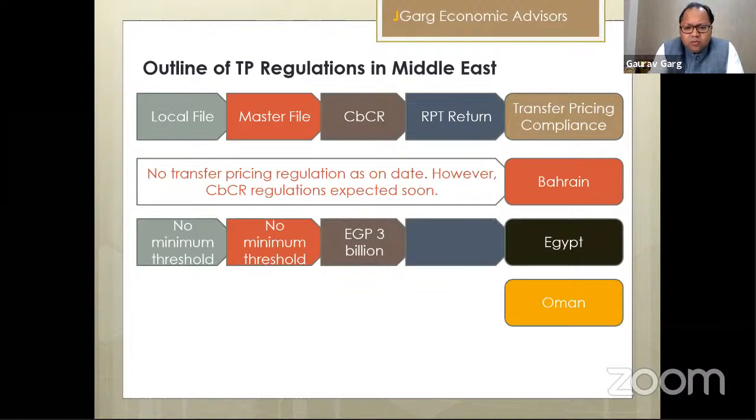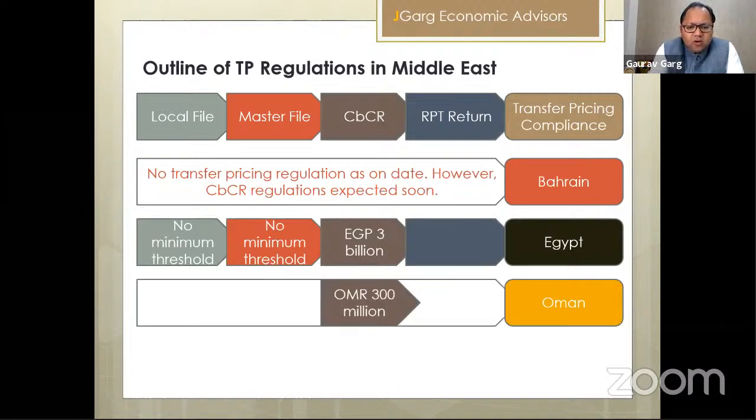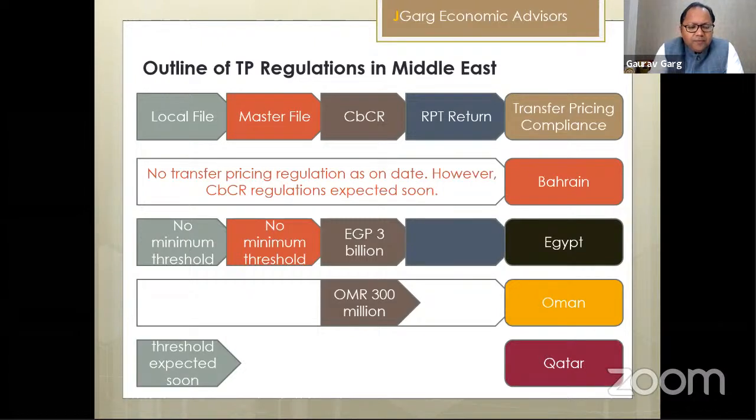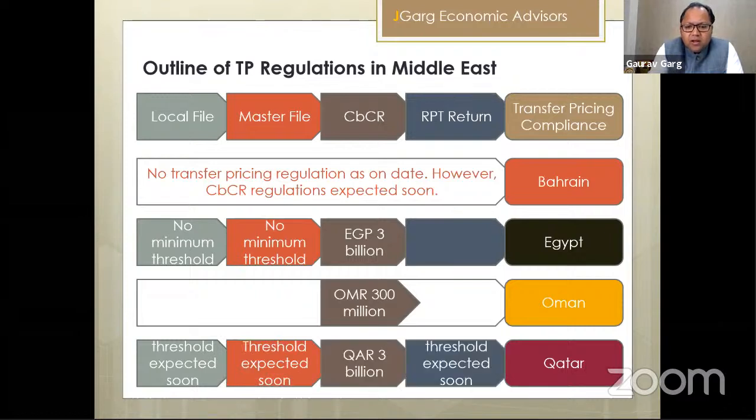If I talk about Oman, we have only country by country reporting, for a turnover threshold of 300 million, and no other compliance, that is no local file, master file, or RPT written form. When I talk about Qatar, we do have local file, master file, CBCR, and RPT written form. The thresholds with regard to local file, master file, and RPT written form are expected soon.